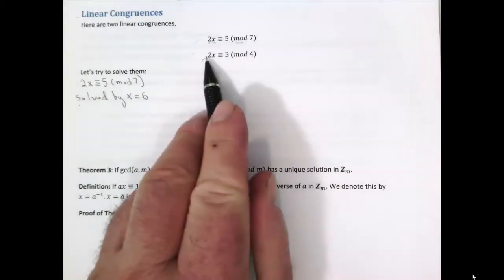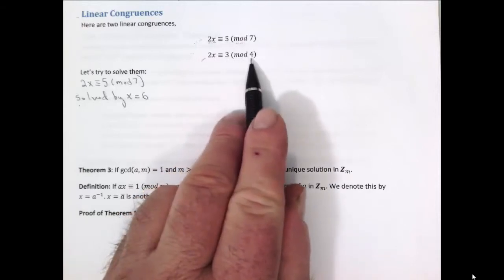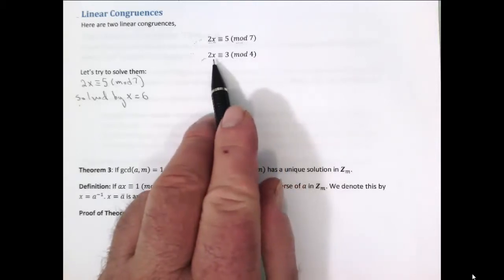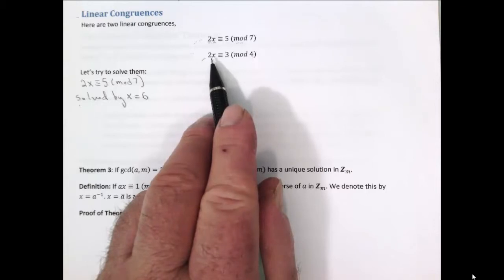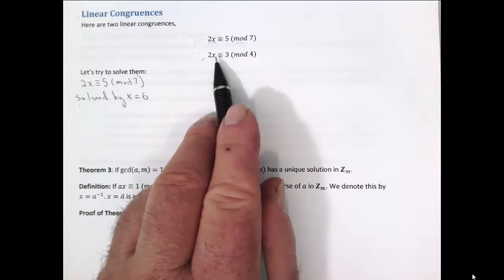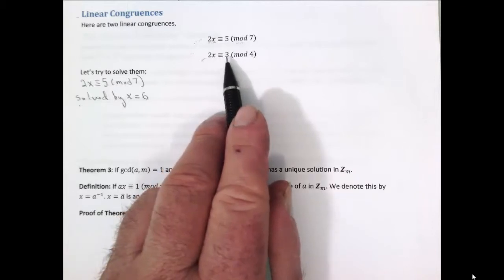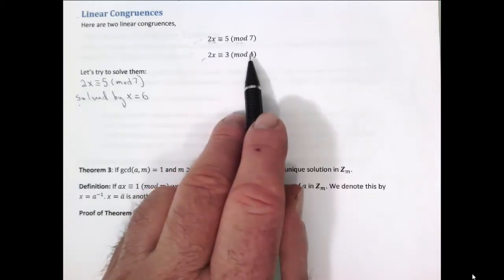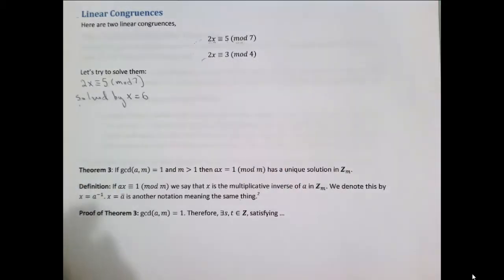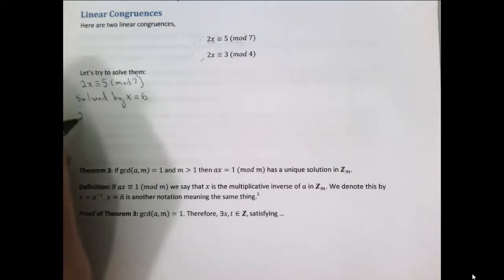Let's try the next one. 2x is congruent to 3 modulo 4. Now when we're working modulo 4, we need only consider possible solutions 0, 1, 2, and 3. 0 clearly cannot work. 1 likewise will give us 2 times 1, which is congruent to 2 modulo 4. 3 times 2 is 6, which is also congruent to 2 modulo 4. And 4 is itself congruent to 0. We've run out of possibilities. So what we find in the second case is that 2x is congruent to 3 modulo 4 has no solution.